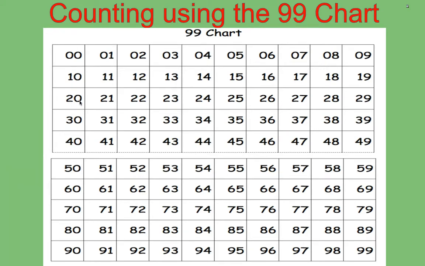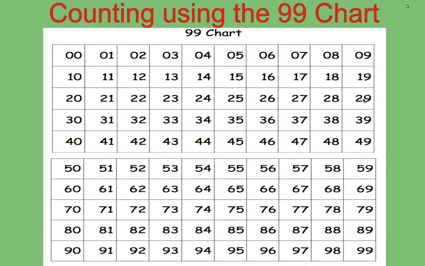2 tens, 0 ones, 2 tens, 1 one, 2 tens, 2 ones, 2 tens, 3 ones is our two-digit number 23. 2 tens, 4 ones, 24. 2 tens, 5 ones, 25. 2 tens, 6 ones, 26. 2 tens, 7 ones, 27. 2 tens, 8 ones, 28. 2 tens, 9 ones, 29. Now we've counted 3 bundles of tens.